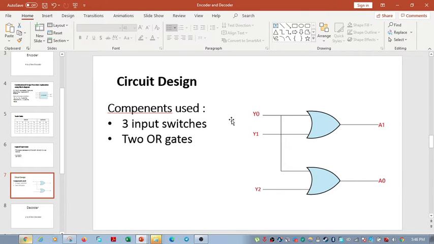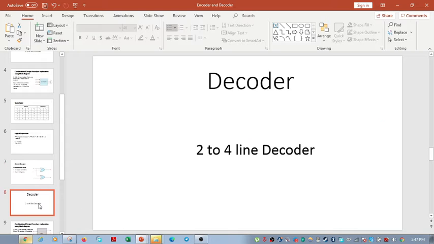This is the circuit design of the encoder. Two OR gates corresponding to the inputs and output. Here the fourth input is neglected because it doesn't make any difference in the output. Let's now look into the decoder.